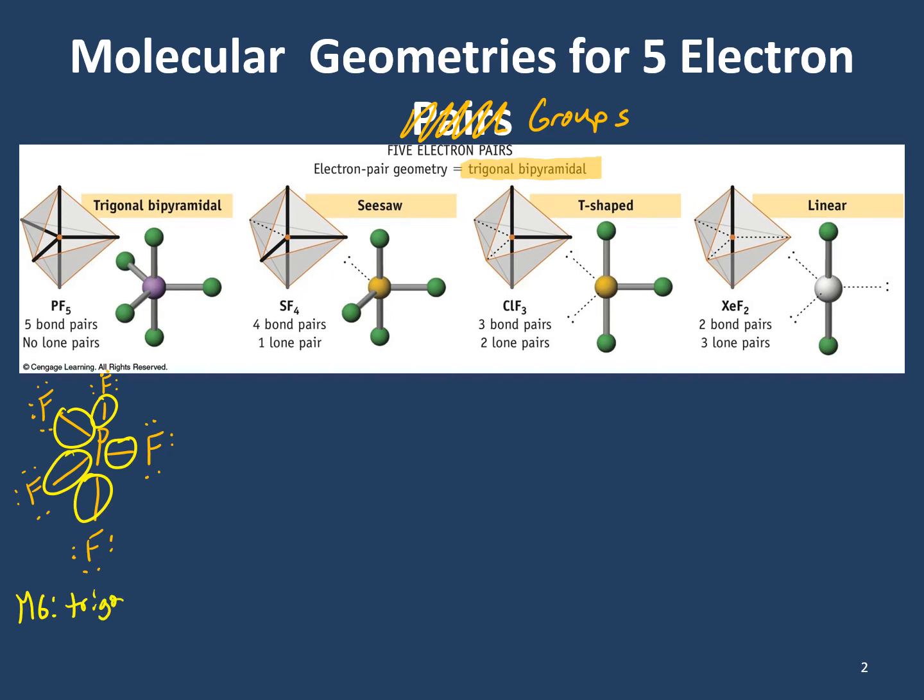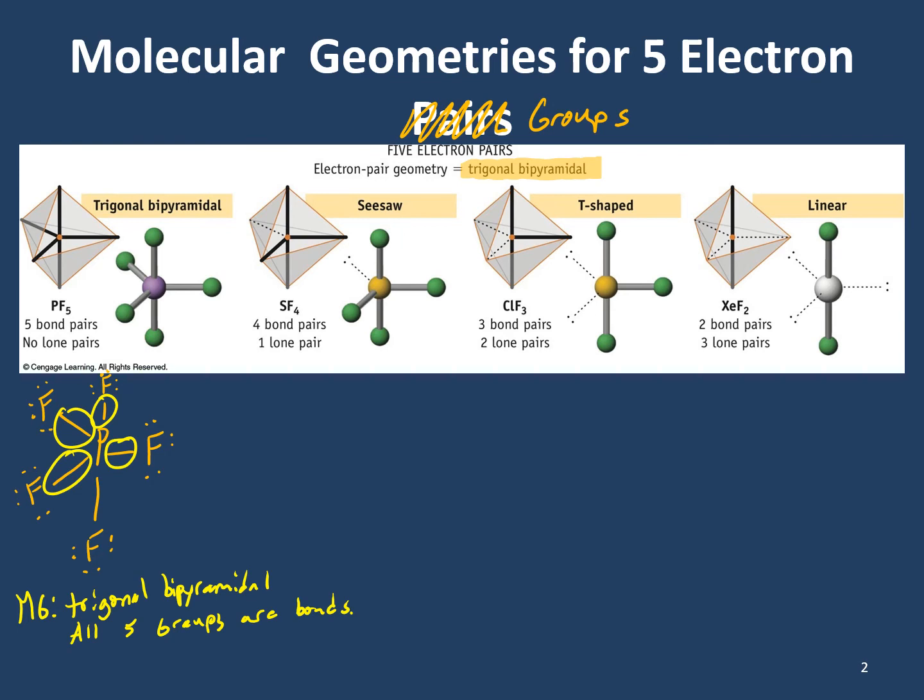trigonal bipyramidal. So this occurs when all 5 groups are bonds. The bond angles here are slightly hard to kind of understand. So I'm going to use their digital image.